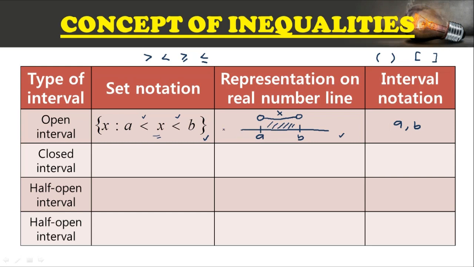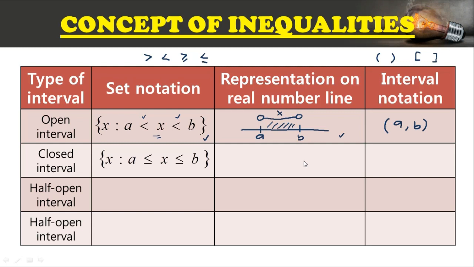Okay, let's look at the inequalities. Since dia ada less than, empty circle, that means A kita akan jadi open bracket. And then B pun sama, less than, empty circle, kita akan jadi open bracket juga. So actually 3 ni dia beri maksud yang sama, cuma bentuk yang berbeza. Next, A less than equal to X, less than equal to B. X also in between A and B.